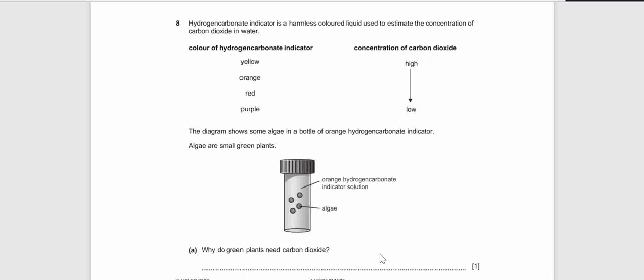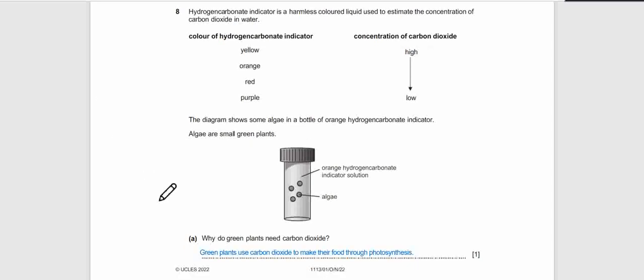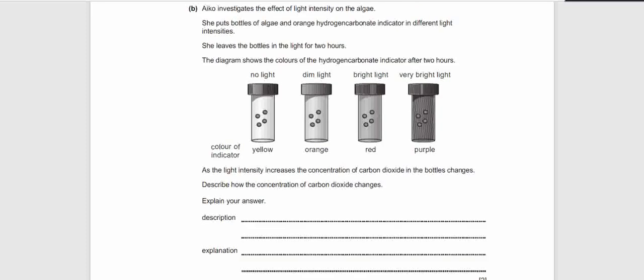Alright guys, let's check out the answers. So green plants use carbon dioxide to make their food through photosynthesis. Okay, next, question 8b. Question 8b says Ico investigates the effect of light intensity on the algae. So she puts the bottles of algae and orange hydrogen carbonate indicator in different light intensities. She leaves the bottles in the light for 2 hours. The diagram shows the colors of the hydrogen carbonate indicator after 2 hours.